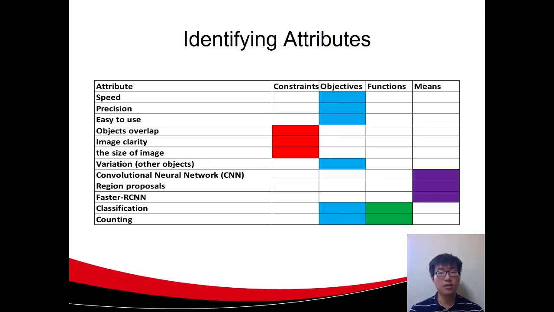Classification and counting mean our project can output the number of the objects which we need. Functions are classification and counting. The means of our project are convolutional neural network, region proposals, and Faster RCNN.